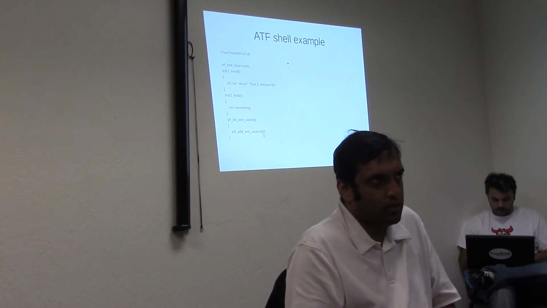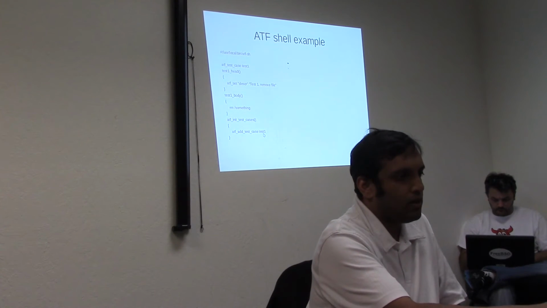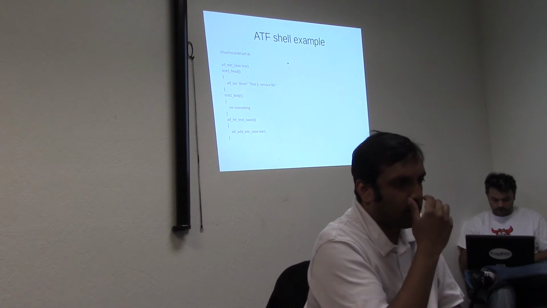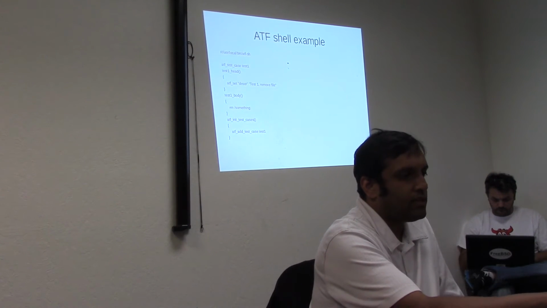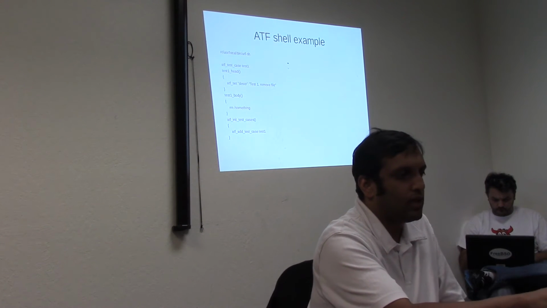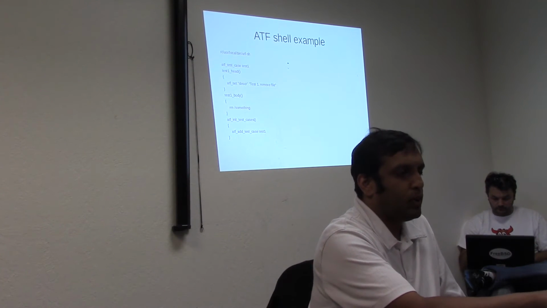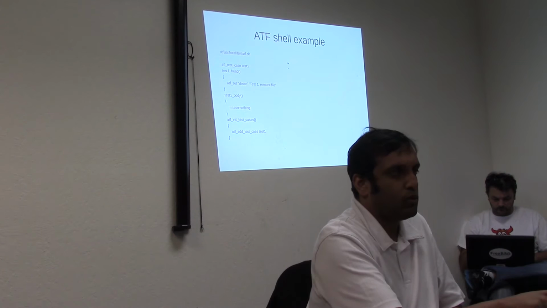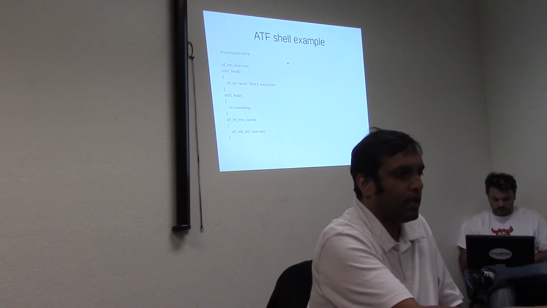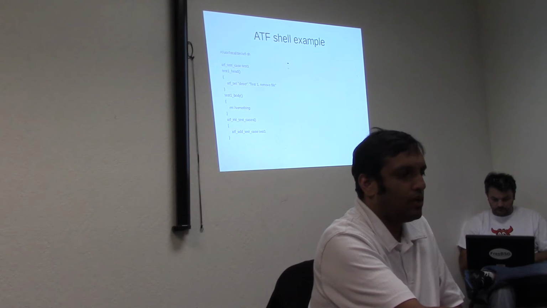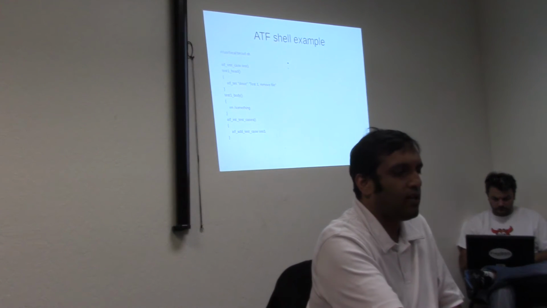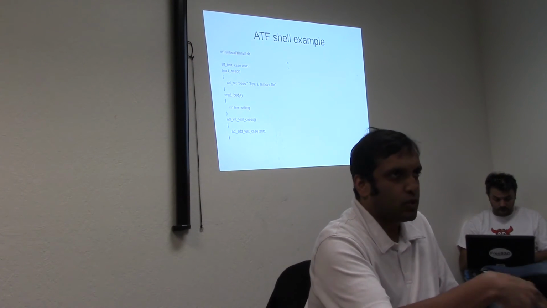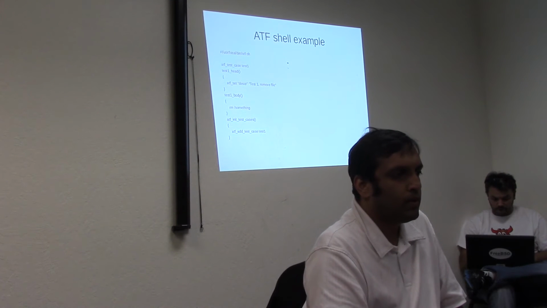I could have a single script here that had test1, test2, test3, test4, test5, but I couldn't fit it on this slide. In that case, you would have ATF test case test1, ATF test case test2, ATF test case test3. Then you would have test1 head, test2 head, test3 head, test1 body, test2 body, test3 body. Then you would have a single ATF init test cases function, and you would do ATF add test case test1, ATF add test case test2, ATF add test case test3. So this is the structure of how you have to do things.